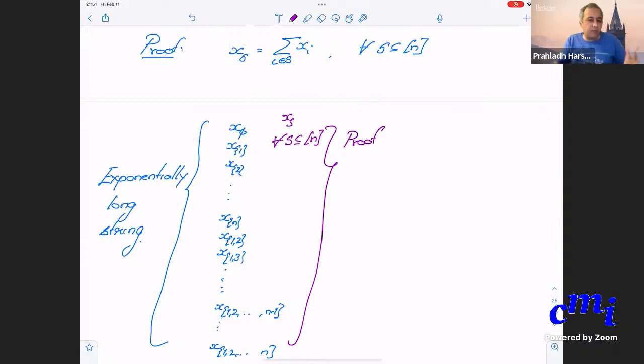Of course, you will now ask me, I'm cheating, I'm giving an exponentially long proof. You should give a polynomial proof. We'll come to that later. But I'm going to give you this exponentially long proof. For every possible subset of indices, I'm going to give you the corresponding sum.